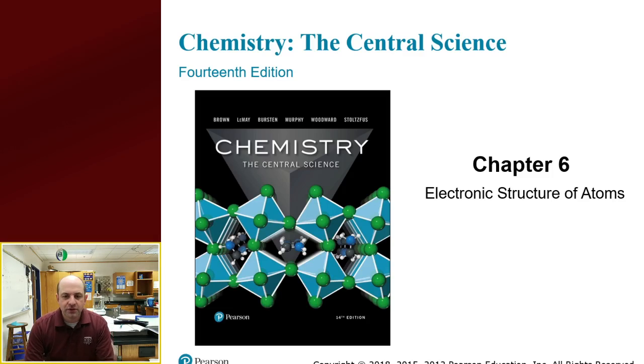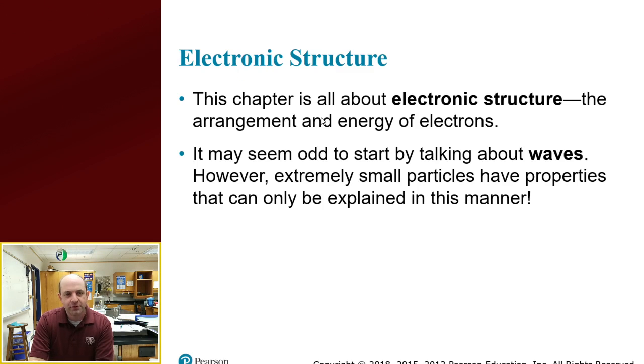Howdy, everyone. Welcome to Chapter 6, the electronic structure of atoms, where we get into some quantum mechanics, some electron configurations, all the good stuff when we talk about what makes an atom tick, what makes it have certain properties, and so forth. So we're all about electronic structure. Where are the electrons? How much energy do they have?